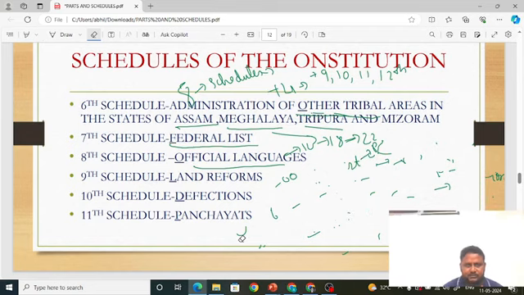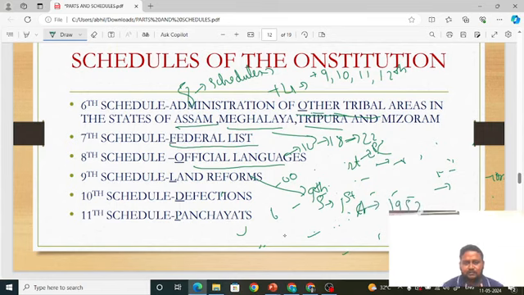Okay friends, next, when it comes to the 9th schedule, how was it added, which amendment? Certain provisions relating to certain acts and regulations, that is the 9th schedule, which is nothing but land reforms. Land reforms are contained in the 9th schedule. It was added through the first constitutional amendment, in 1952.